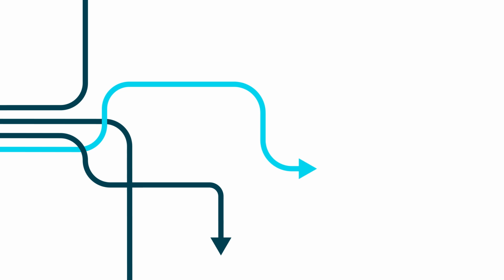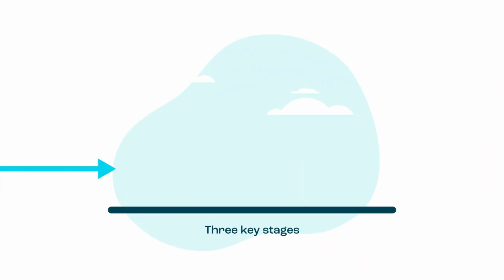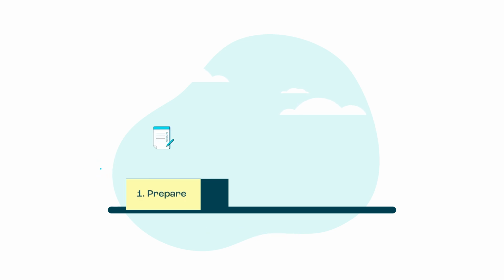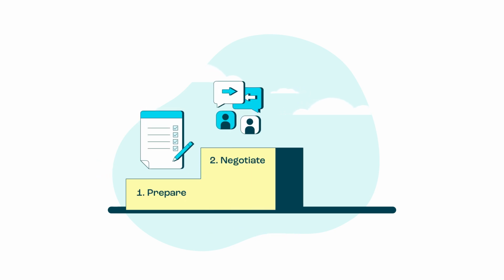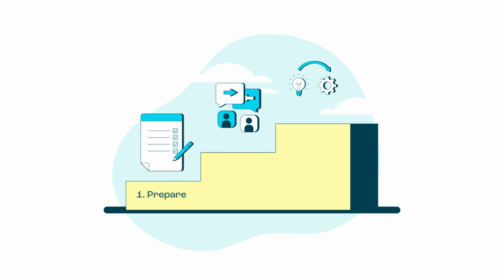While there are different approaches employers, employees, and their representatives can take, there are generally three key stages found in good bargaining processes. 1. Prepare. 2. Negotiate. And 3. Implement.